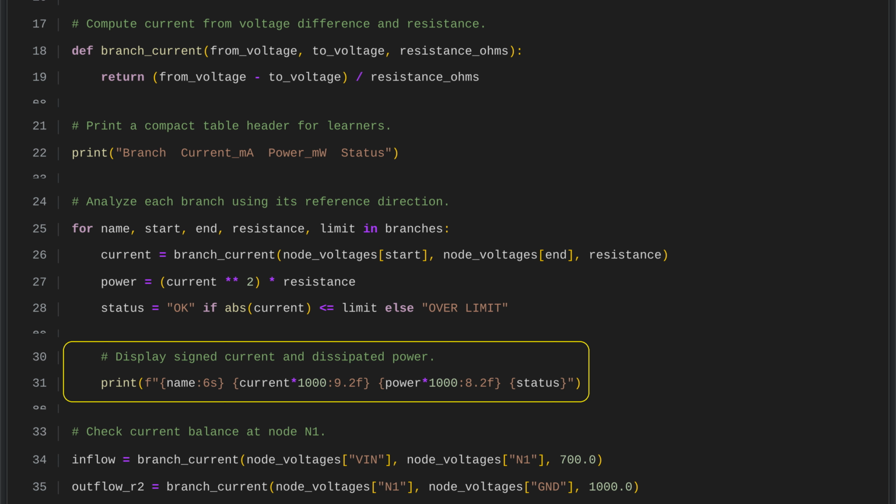It shows the branch name, current in milliamps, power in milliwatts, and whether the branch is within its current limit or over it. This makes it easy to quickly check each branch's performance and safety.